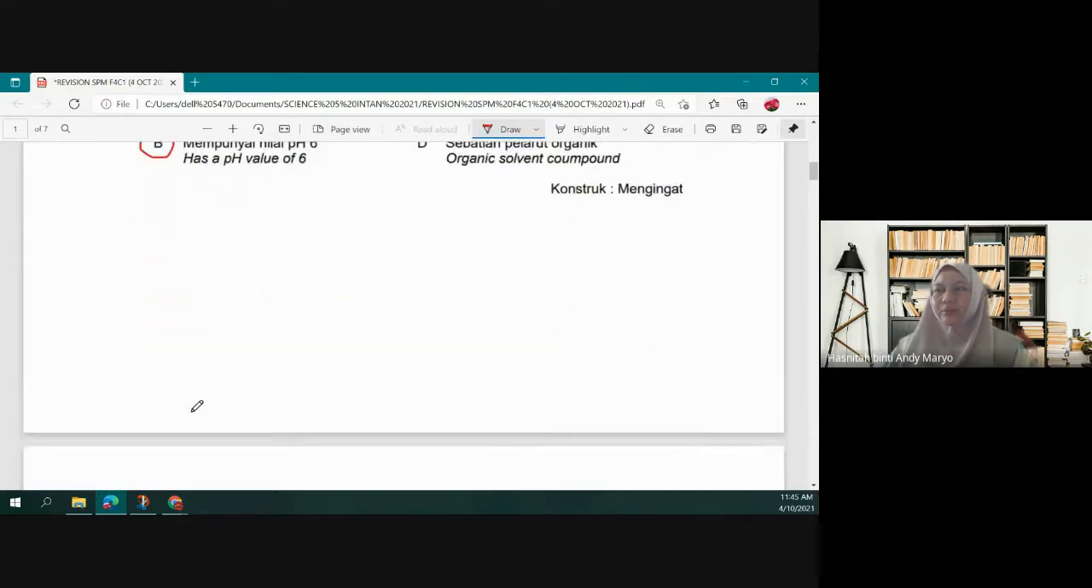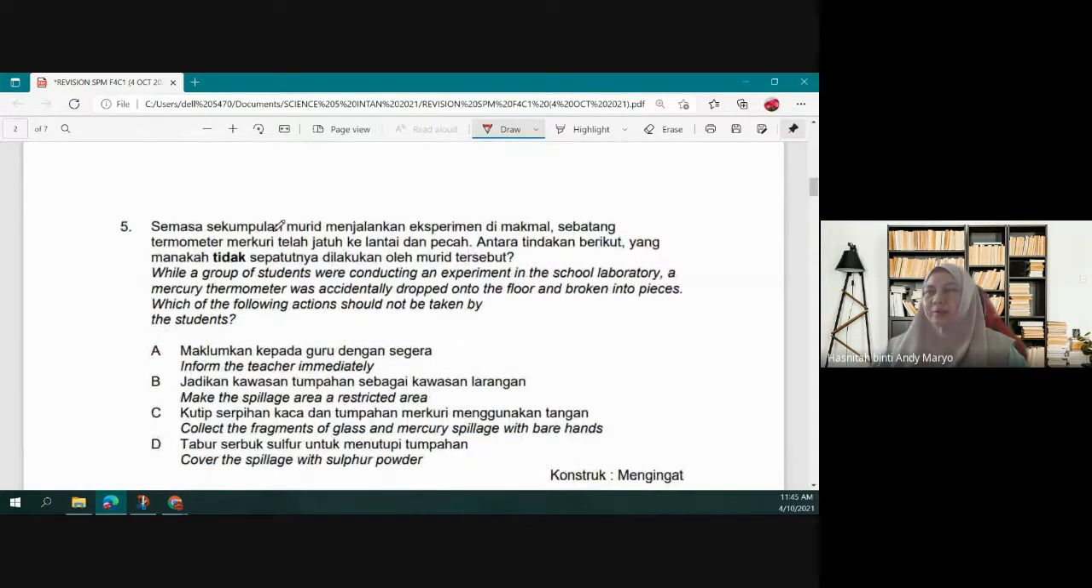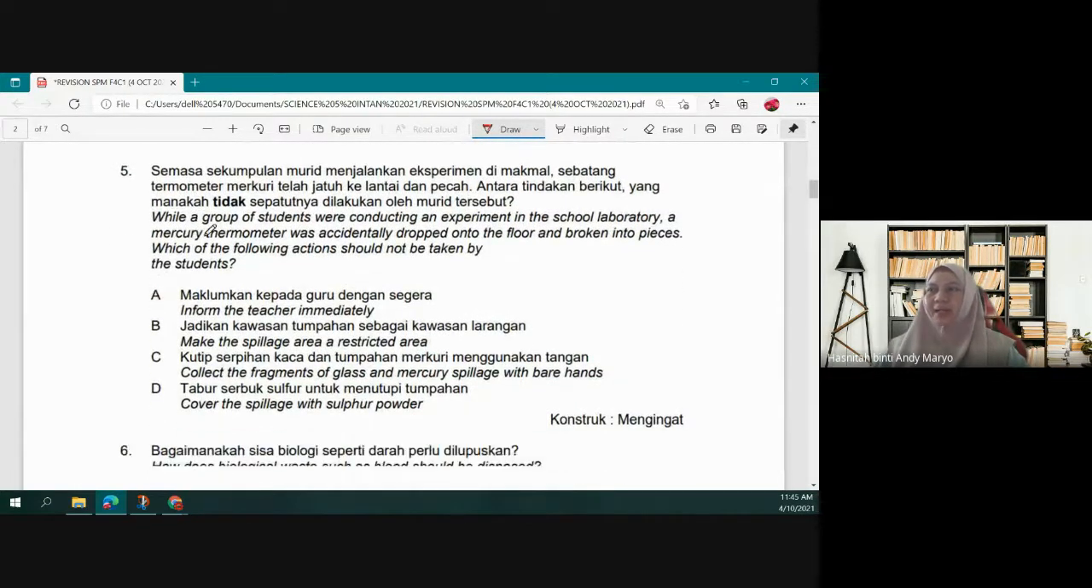Then we move to question 5, students. This is quite a long statement. Good morning, Zijia. We are now discussing a revision for SPM on chapter 1, form 4, safety precaution in the laboratory, question 5. You can get the question from the Telegram group as well. Number 5. While a group of students were conducting an experiment in the school laboratory, you can imagine.